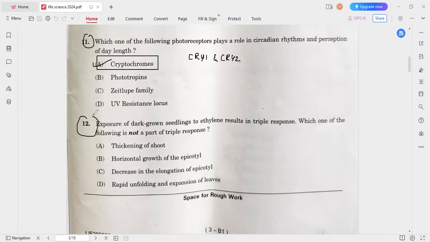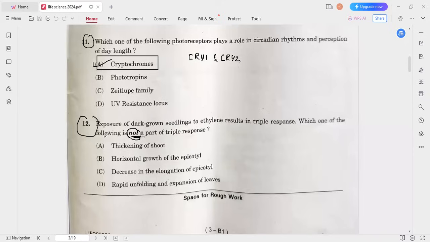So now the next question, question number 12. Exposure of dark grown seedlings to ethylene results in the triple response. Which one of the following is not a part of the triple response? Here we have to choose which is not, the particular statement for this question. Option A, thickening of shoot; option B, horizontal growth of the epicotyl; option C, decrease in the elongation of epicotyl; option D, rapid unfolding and expansion of leaves.